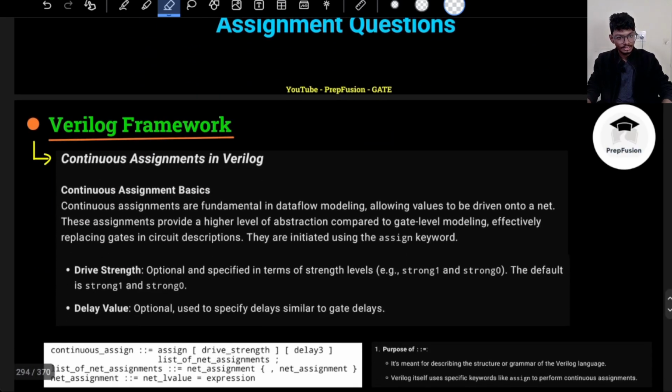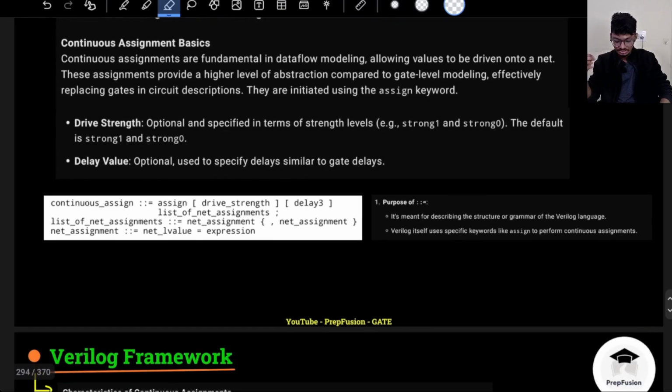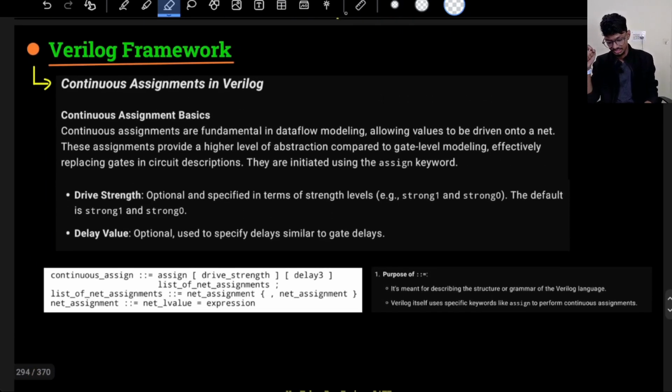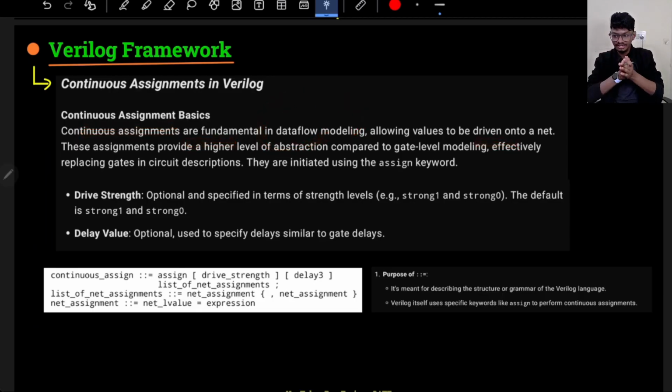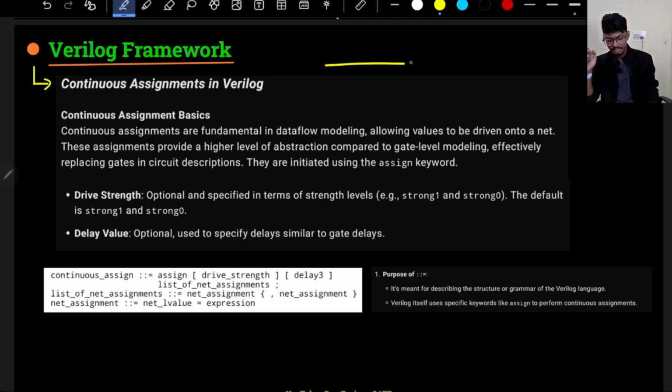Although we have already learned what continuous assignments are, let's understand them again. Continuous assignments are fundamental in data flow modeling, allowing values to be driven onto a net. Basically I'm continuously writing something, right? Reg is just for storage. But continuous assignment means, like, this wire I'm connecting to VDD supply. That means constant, it is like 5 volts, continuously it is driving 5 volts. That is what we mean by continuous assignment.